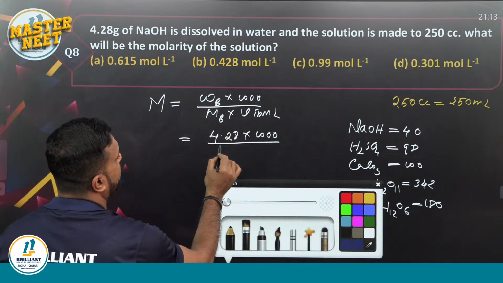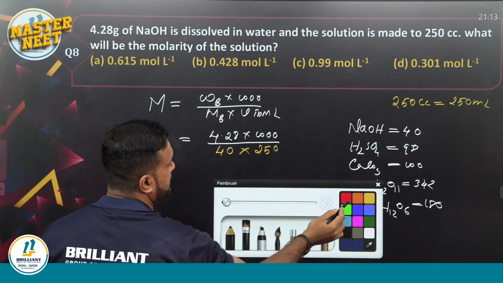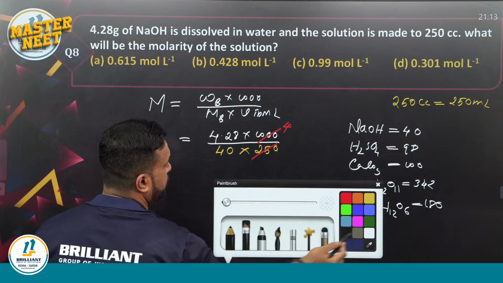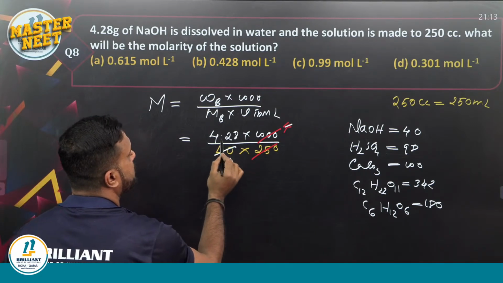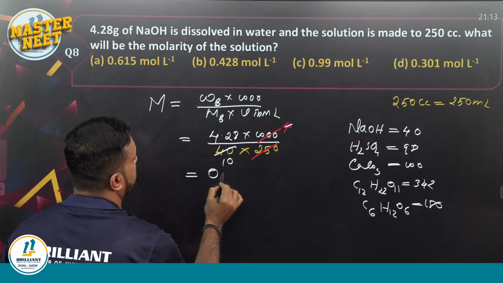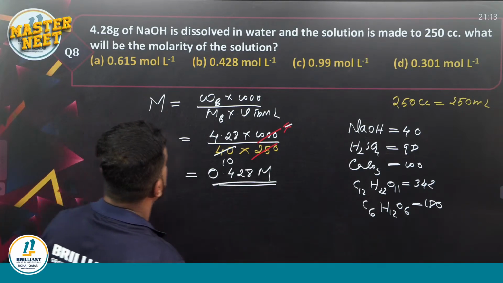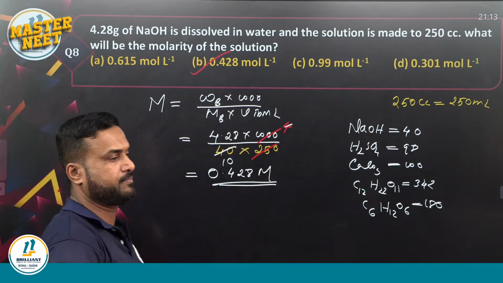Then you know that here molar mass is 40 into volume is given 250. So here you can cut the value. So 1250 will be 4, and this one will be 10. So 4.28 divided by 10 is equal to what? 0.428 molar. So which is the right option? Yeah, option is B. So 0.428.